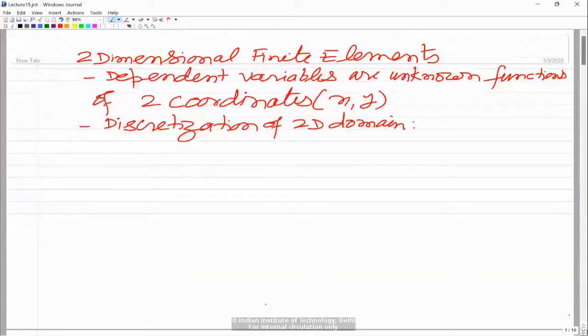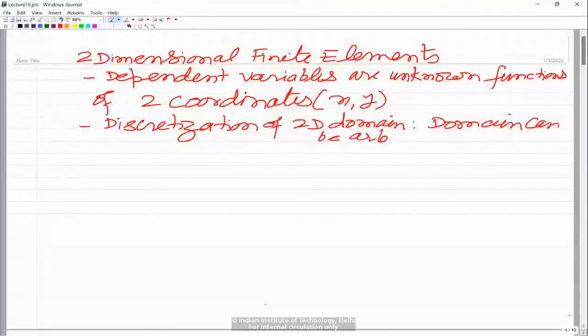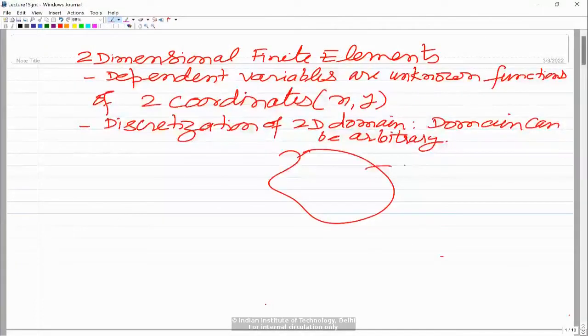So the domain can be arbitrary. Arbitrary is like, let us say you have this kind of a domain, and then you are discretizing this. This is a two-dimensional domain, because there is no single dimension which is significant. There are two dimensions which are important here.